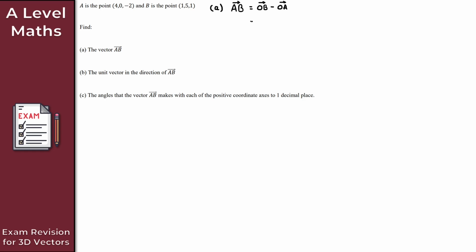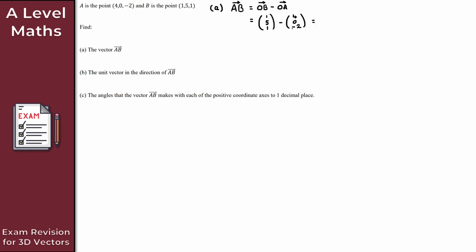Okay. So the vector OB then is simply this point here, 1, 5, 1. I've got 1, 5, 1 there, minus the vector OA, which is simply this point here, 4, 0, minus 2. So 4, 0, minus 2 there, like so.